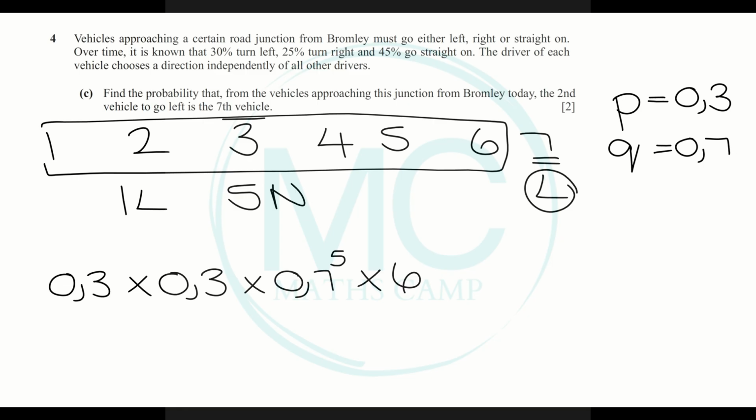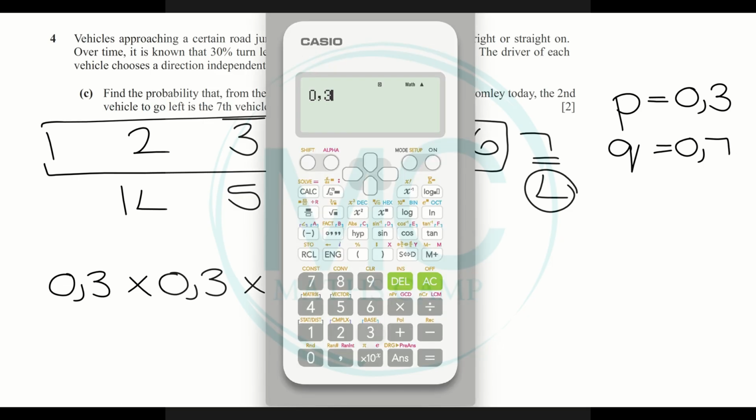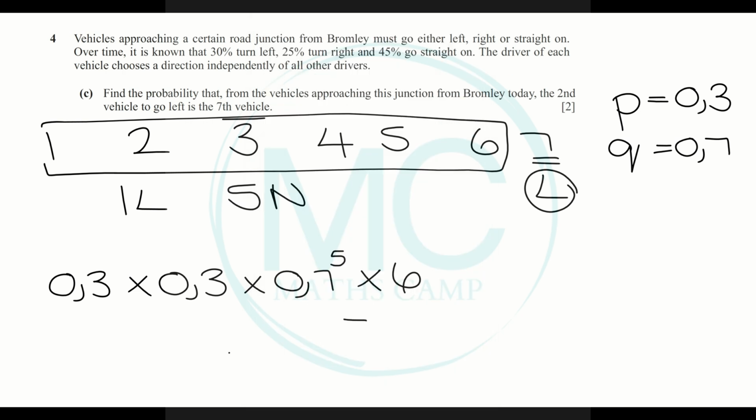Now I can take my calculator. I can say 0,3 multiplied by 0,3 multiplied by 0,7 with an exponent of 5 multiplied by 6 is equal to 0,907. Let's round off to 4 significant figures and get an answer of 0,908.